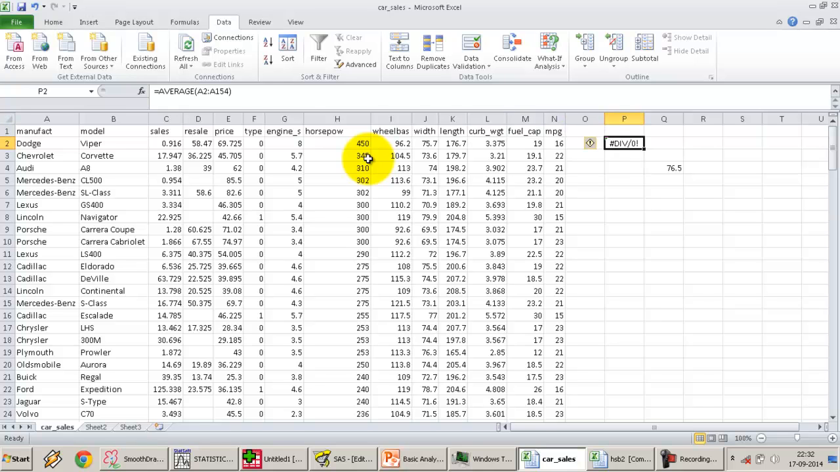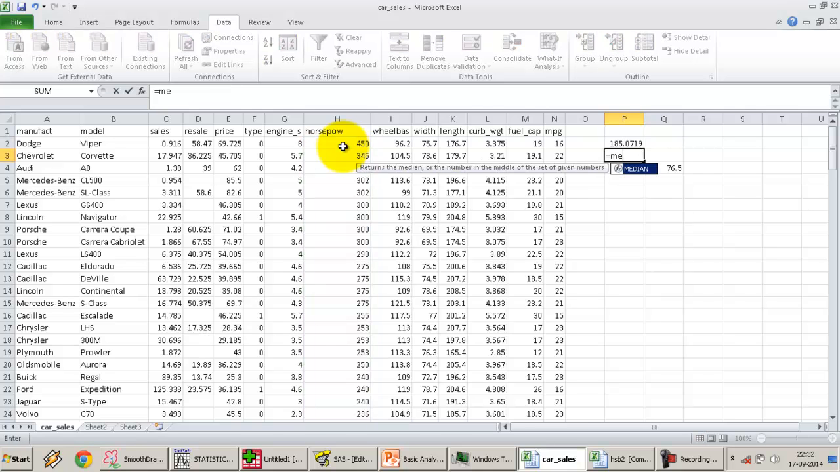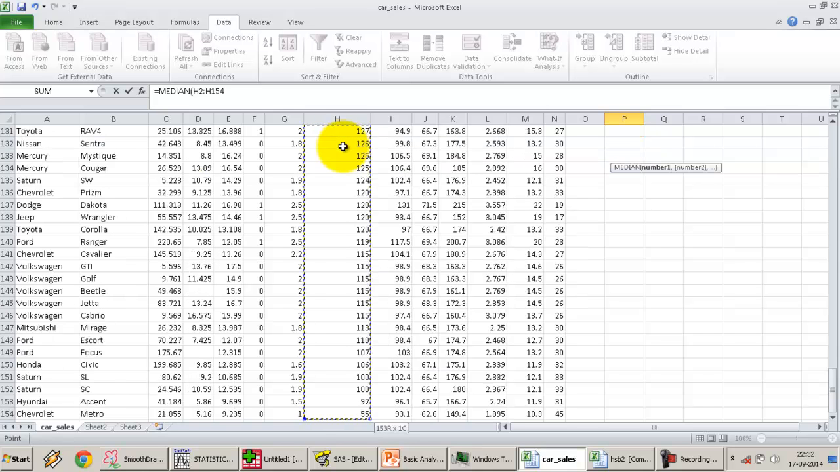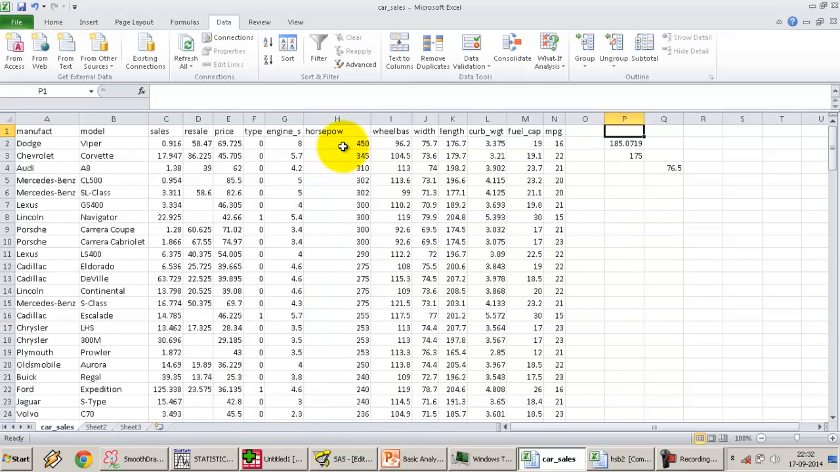So let me get back the average value over here. So average horsepower is 185, but median horsepower, and I hope it comes out to be 175, otherwise it will be a pain to edit this video. There it is. No reason it shouldn't have been, but it's always nice to see Excel agreeing with you. So median horsepower is 175.